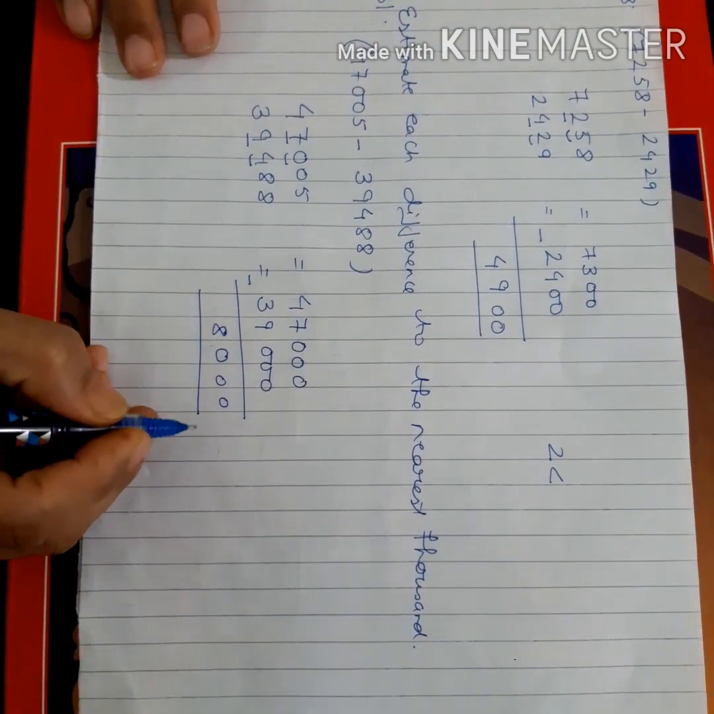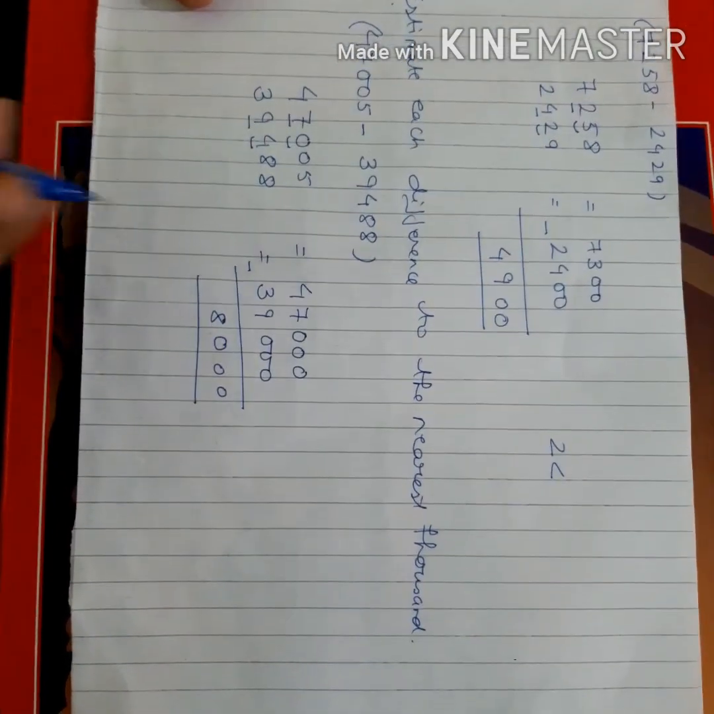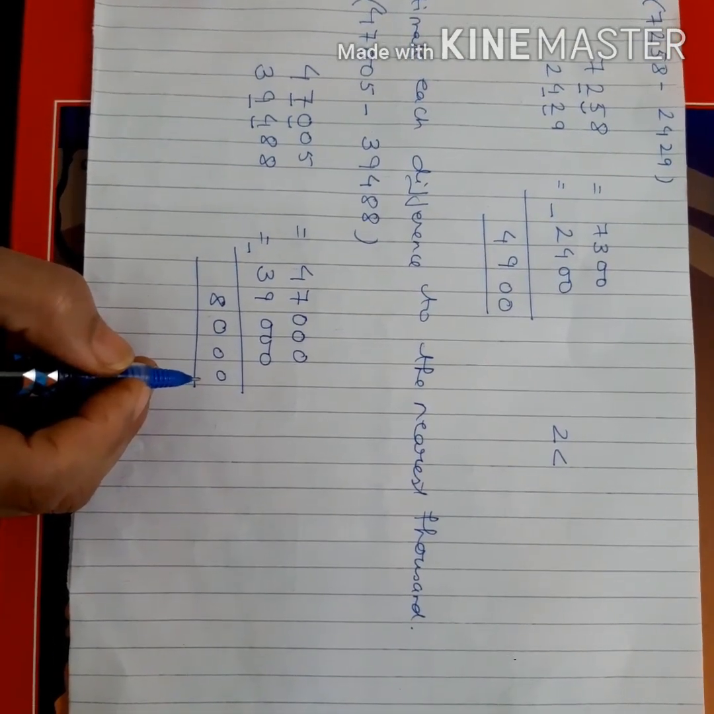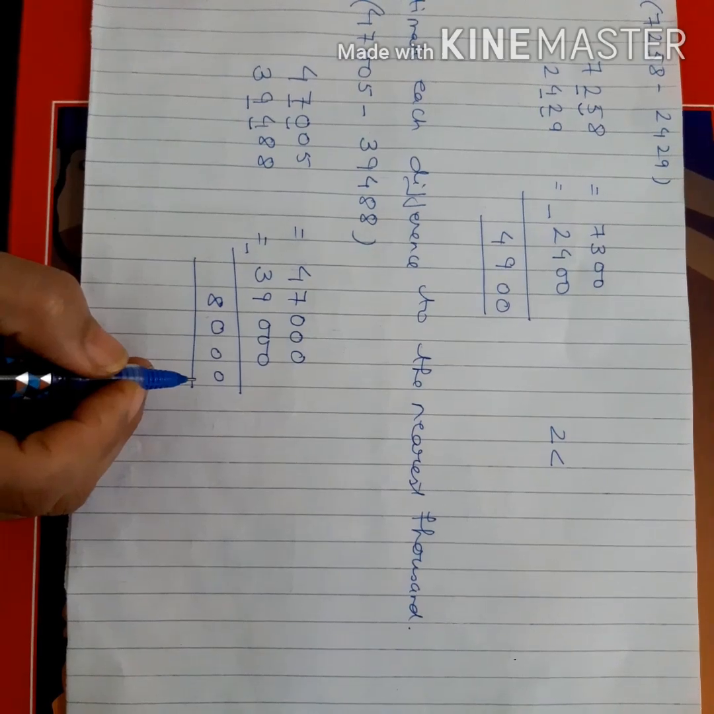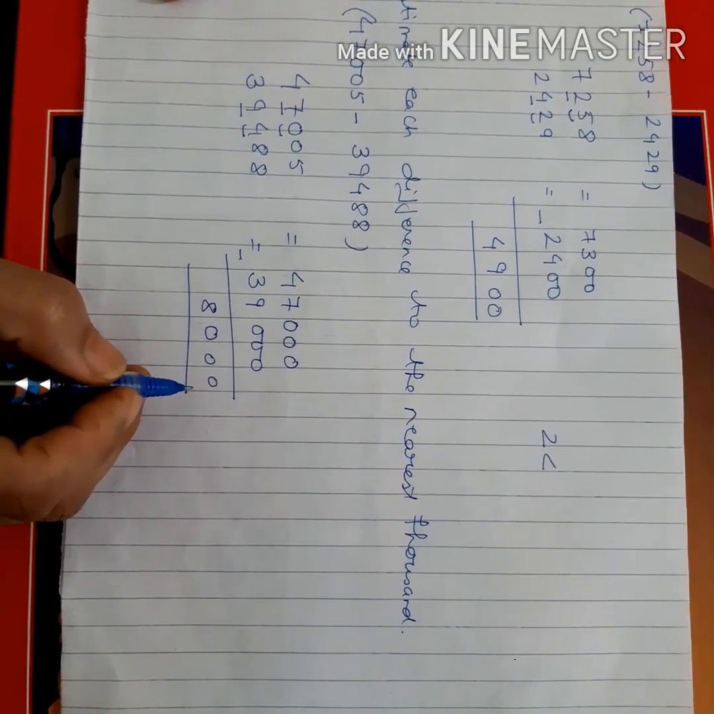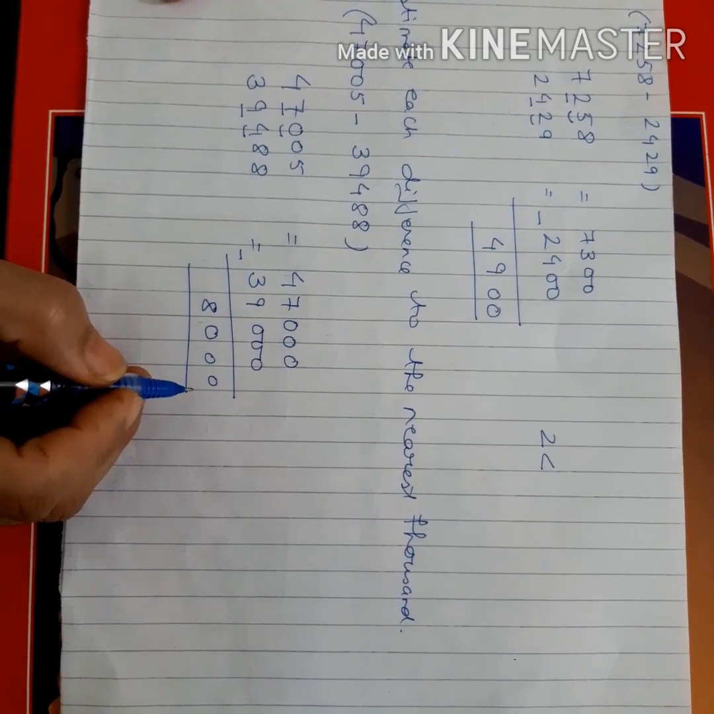And our answer will be, it means our difference will be 8,000. Now in your homework, from question number 14, you have to do all those questions which I have not explained in this video.